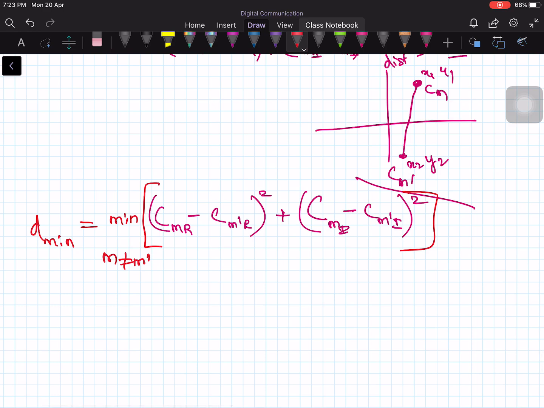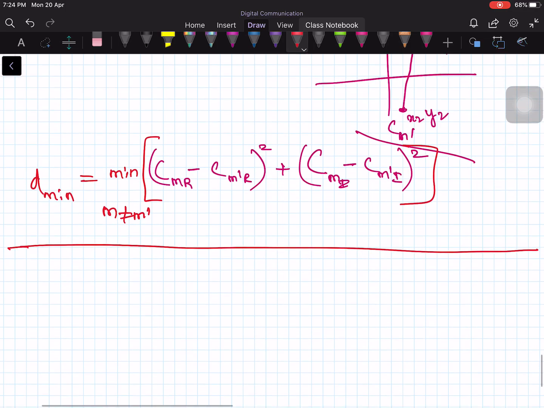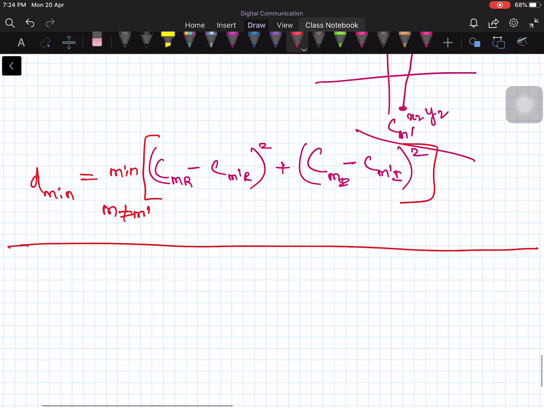Now one can ask, is this d min sufficient? Okay, if you ask this question, the answer is no. This is a very important parameter of a signal constellation, but unfortunately this minimum distance parameter alone will not suffice, because I can have 2 signal constellations. Maybe I'll draw the constellation.